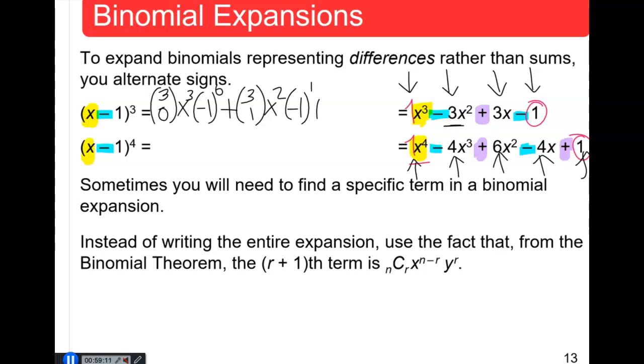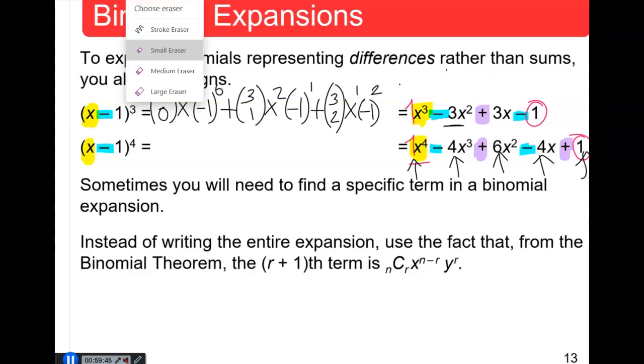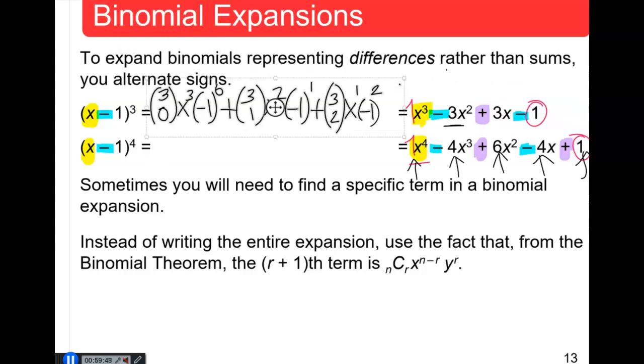Then we will have 3 choose 2. And we will have x to the power 1, because we decreased that, and negative 1 to the power 2. And I don't have room to write the other one, so I'm going to have to use the space above. In fact, I'm just going to write it all again.